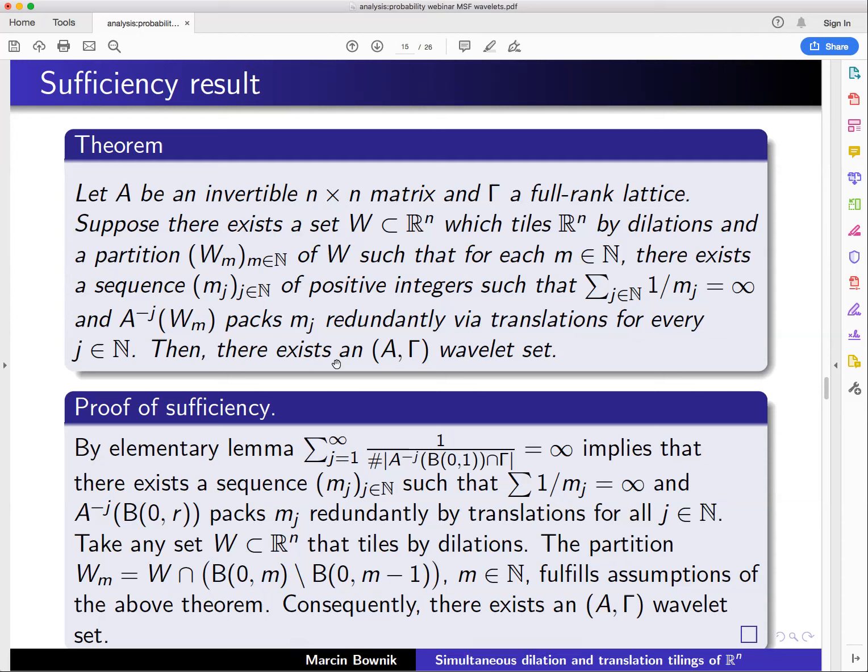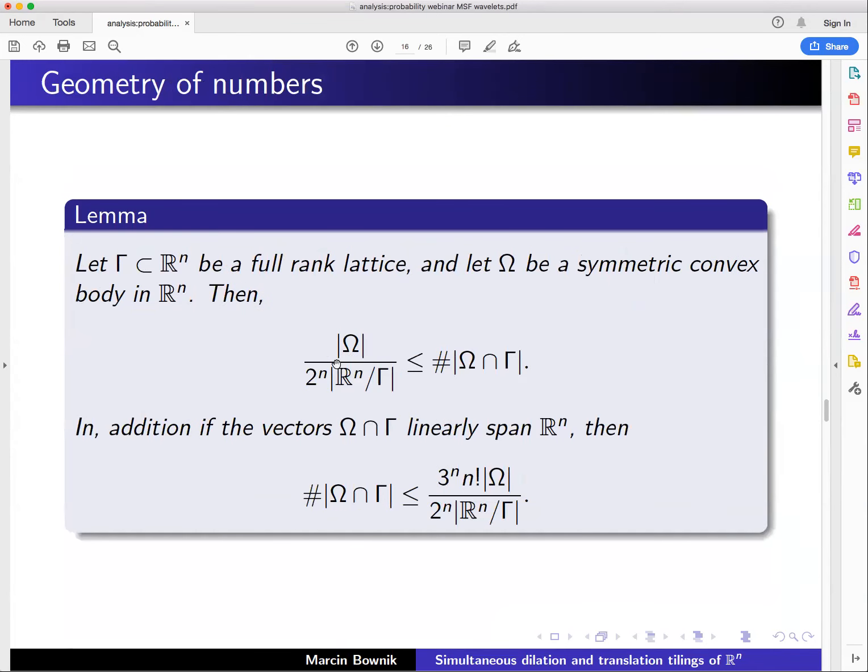Okay, so that's how much I wanted to torture you with the sufficiency result. Let's go to necessity. For necessity, I don't know how much background you have in geometry of numbers, but this is a result that I really love, geometry of numbers, because that's basically what the subject is about. You want to count the number of lattice points in convex bodies.